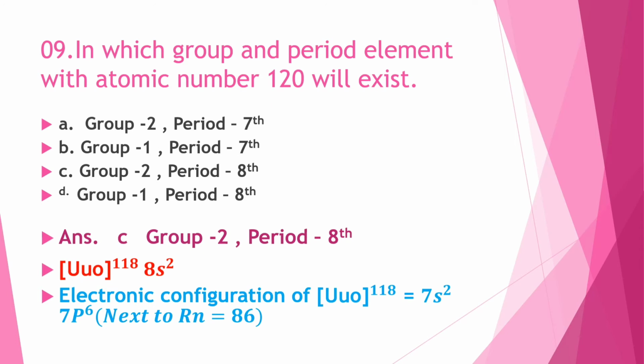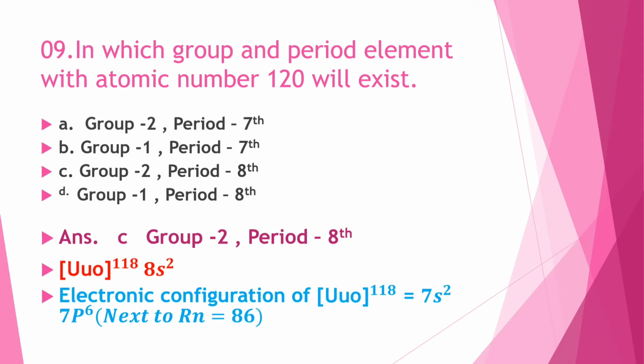The electronic configuration of 120 is UO 118, that is oganesson, which belongs to the 18th group after radon, and later 8s2. 8s2 is the general configuration.